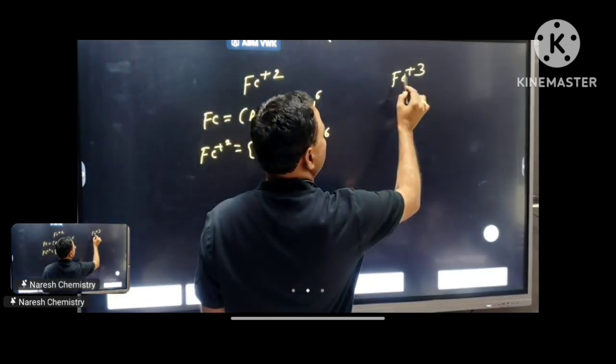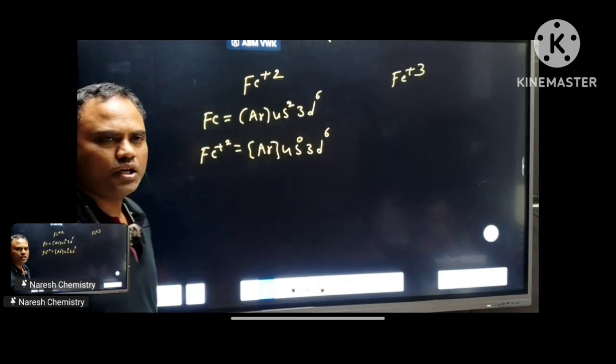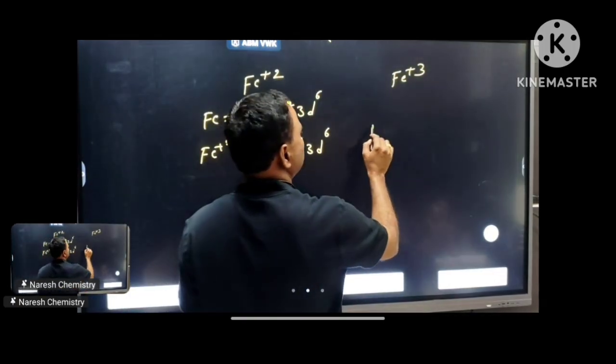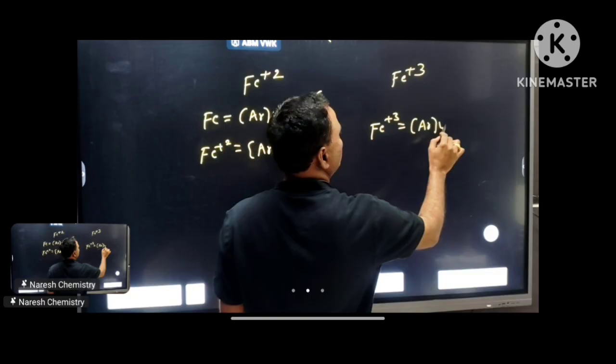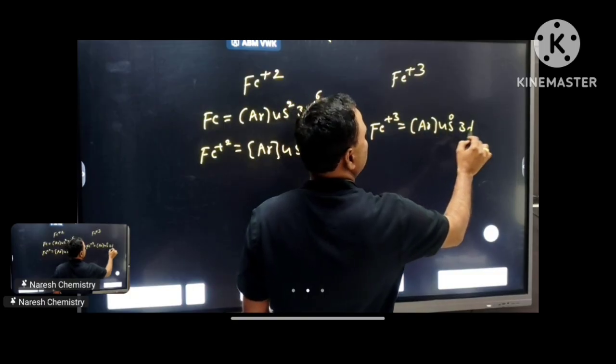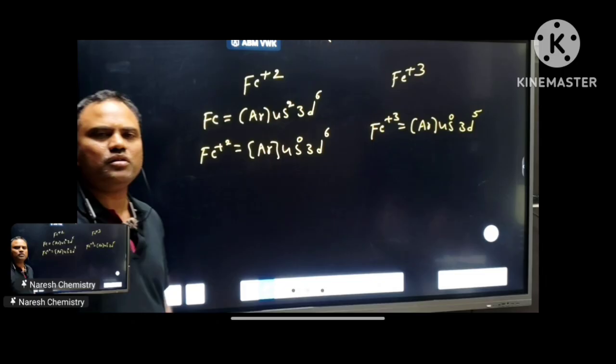Fe plus 3. How many electrons do we have to remove? We have to remove 3 electrons. Right? Fe plus 3 configuration is argon 4s0 3d5, which is a stable configuration.